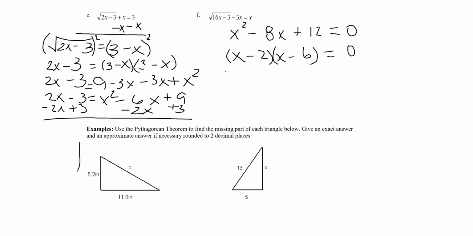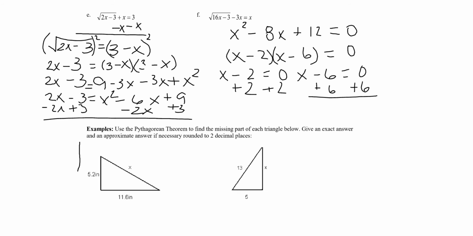So I'm going to set them equal to 0. So x minus 2 equals 0, and x minus 6 equals 0. When I solve them, I'll add 2 to both sides, and here I'll add 6 to both sides. So I get x equals 6, and I get x equals 2. Now I do need to go back and check my solutions.